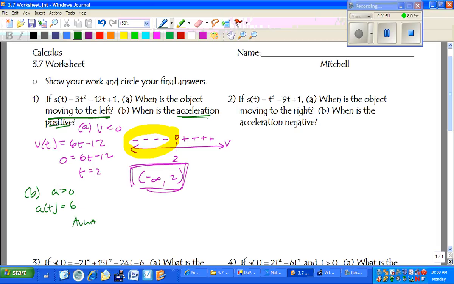It's always 6, which means it's always positive. You don't necessarily have to write that part, but we can write that it's positive from negative infinity to infinity, all real numbers. Alright, you're on your own for number 2, similar to this one.